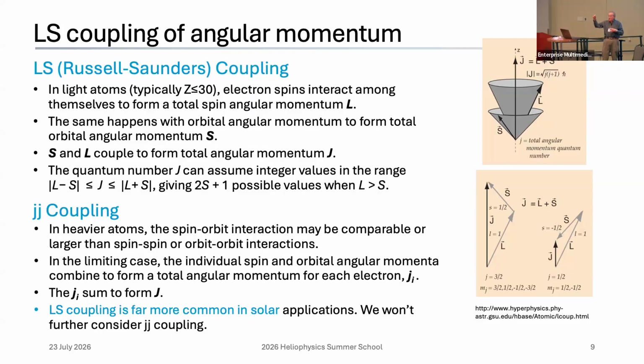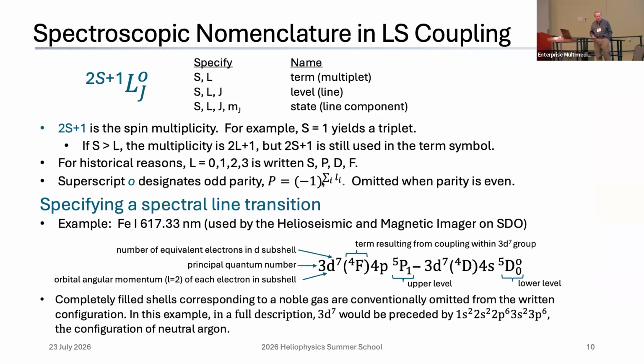If the individual spins couple not to each other, but everything first couples to the nucleus, that's different, called JJ coupling. We won't talk about it. It does occasionally happen in solar physics and in heavy atoms where the nucleus is exerting its heavy influence. Okay, so all of that was to get to this point where you see this.